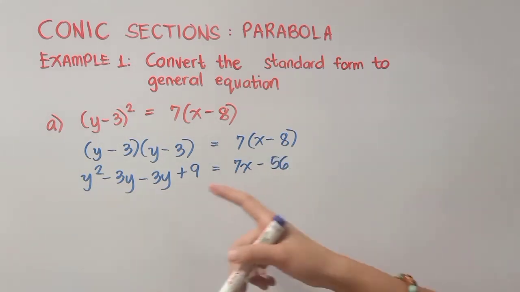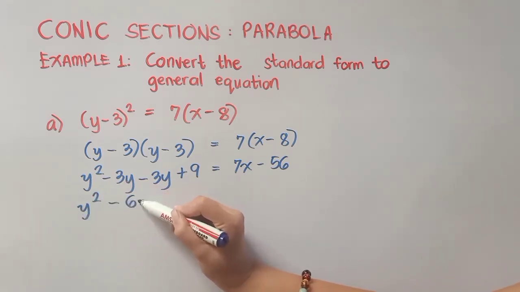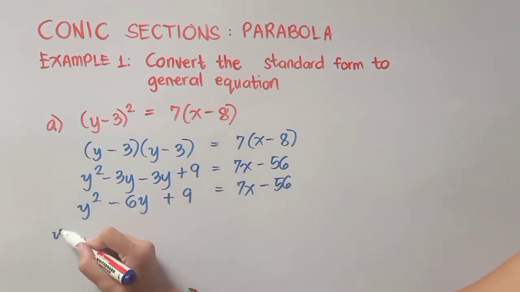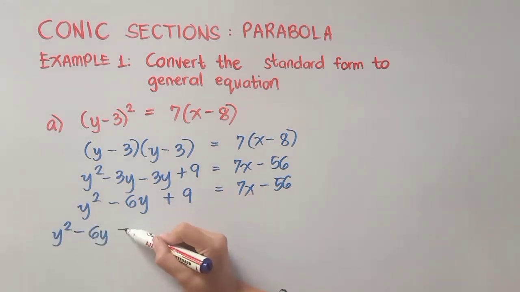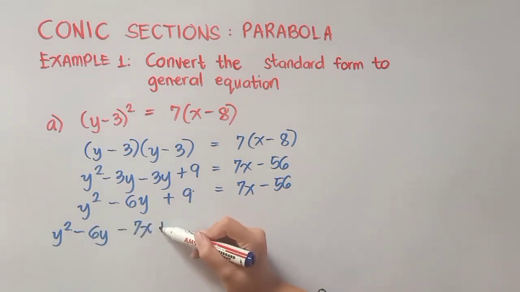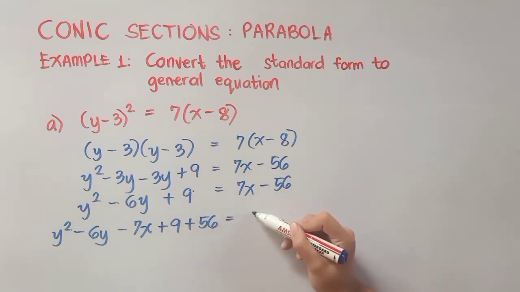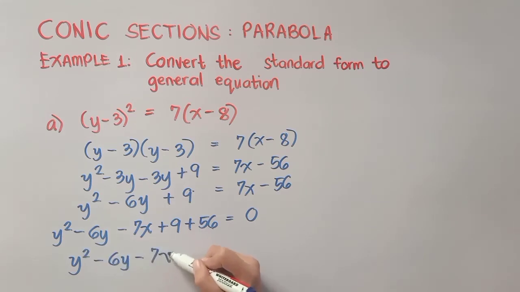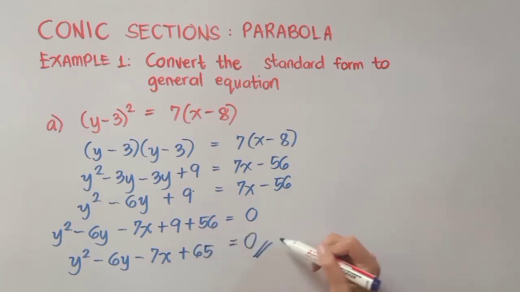Looking at our left side, we have like terms, so negative 3y and then negative 3y, a total of negative 6y. And then we will just copy the rest. A general equation must have 0 on one side, so we just have to copy y squared, negative 6y, and then from positive it became negative 7x. Copy 9. From negative it became positive 56 equals 0. We can still simplify the numbers here, so we'll just copy y squared minus 6y minus 7x, and then 9 plus 56 is 65, and then copy 0, and this is our final answer.